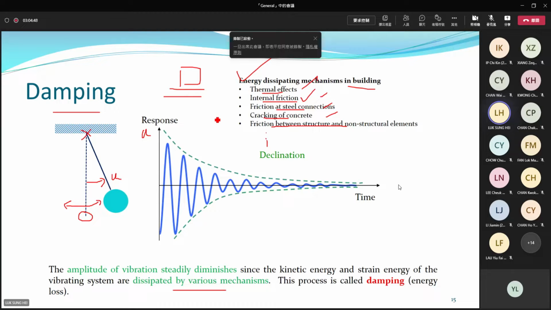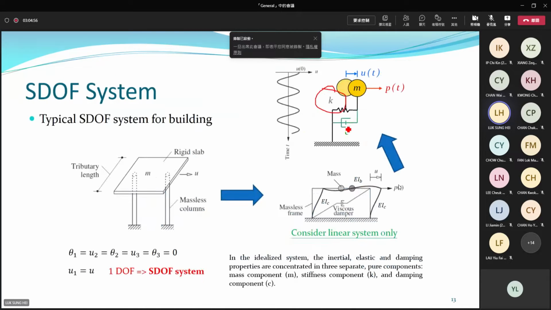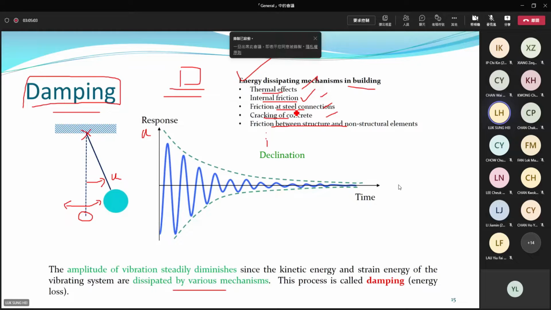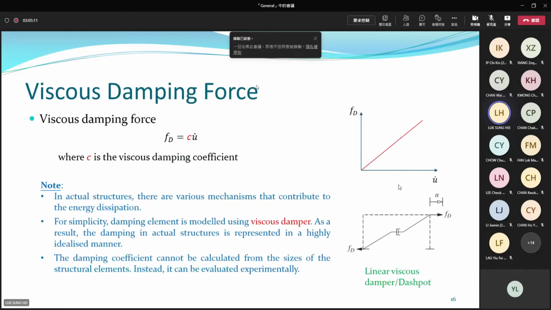So the problem is how to model so many energy dissipation mechanisms in our equations. We just want to use one single constant, C, to describe the problem. But in fact, there are many energy dissipation mechanisms. So to make the equation easier, we just use a single constant C to describe the energy loss property. How simple. This is the simple equation that we use.